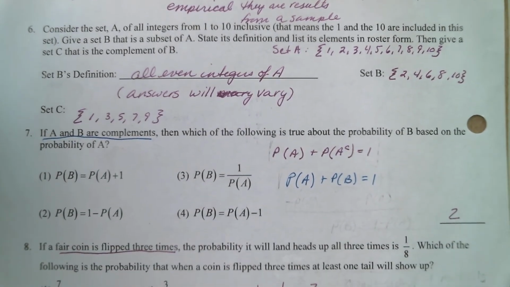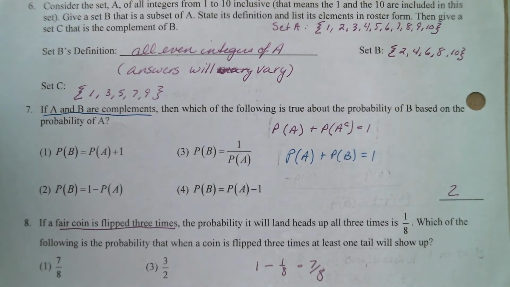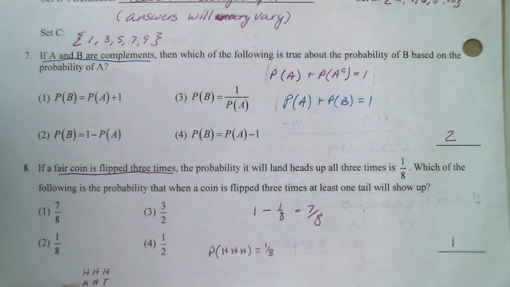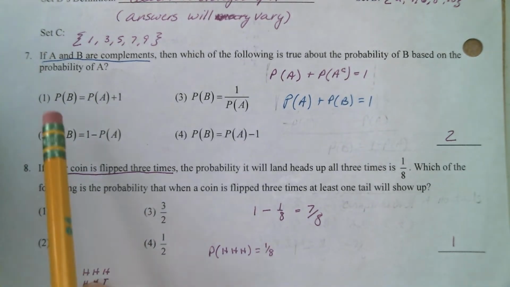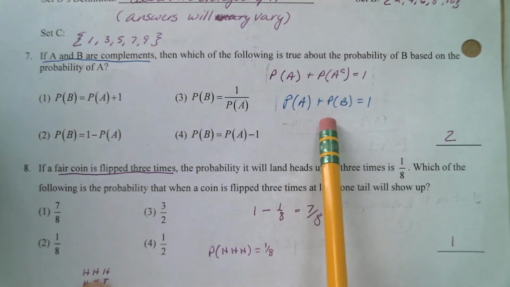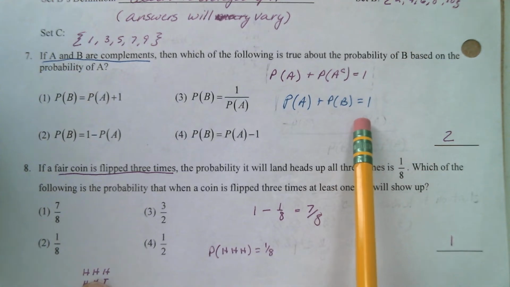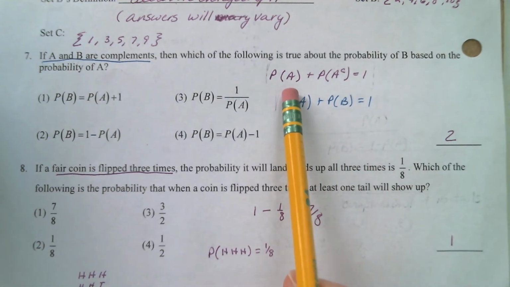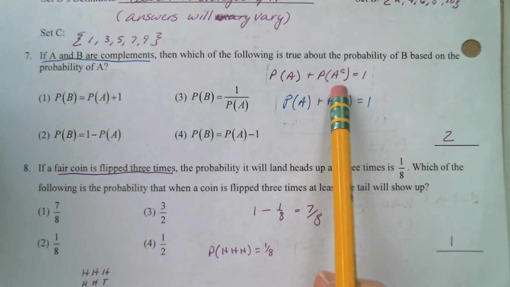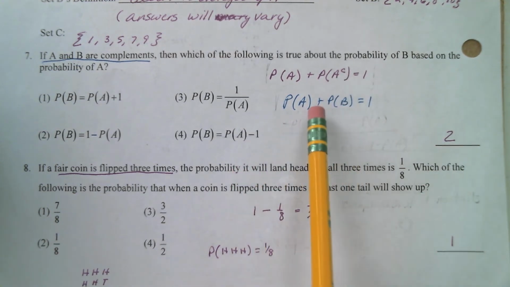Number 7, if A and B are complements, then which of the following is true about the probability of B based on the probability of A? Okay, so A and B are complements, so that means the probability of A plus the probability of B is going to equal 1, right? The probability of an event plus the probability of its complement, which is denoted with a superscript C for complement, equals 1.